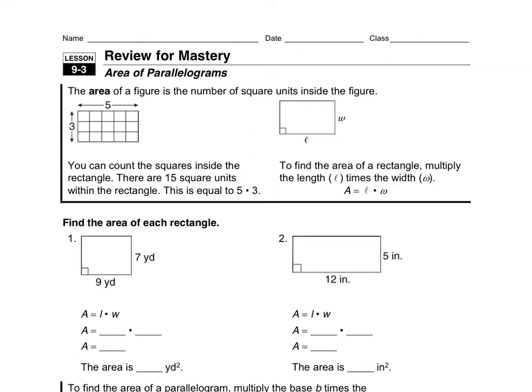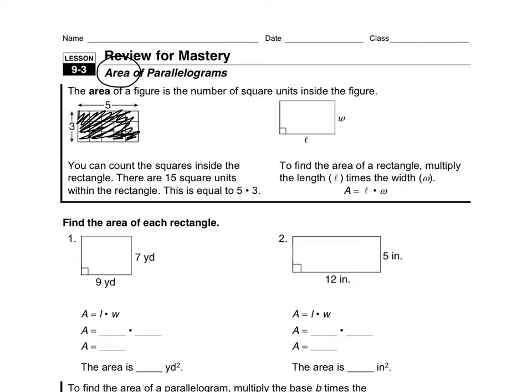Now that we've talked about perimeter and circumference, measuring the edge of a polygon or circle, today's lesson 9-3 is going to be covering the area. And so the area is focused on covering the inside of the shape. In other words, how many square units are going to fit inside of the shape that you're given.